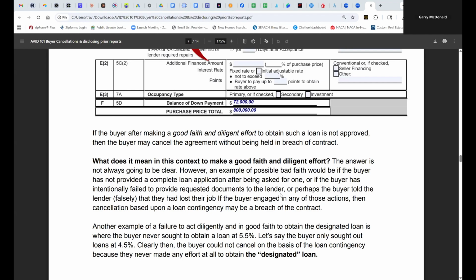What does it mean in this context to make good faith and diligent effort? The answer is not always going to be clear. However, an example of possible bad faith would be if the buyer has not provided a complete loan application after being asked for one, or if the buyer has intentionally failed to provide requested documents to the lender, or perhaps the buyer told the lender falsely that they had lost their job. If the buyer engaged in any of those actions, cancellation based upon the loan contingency may be a breach of the contract.